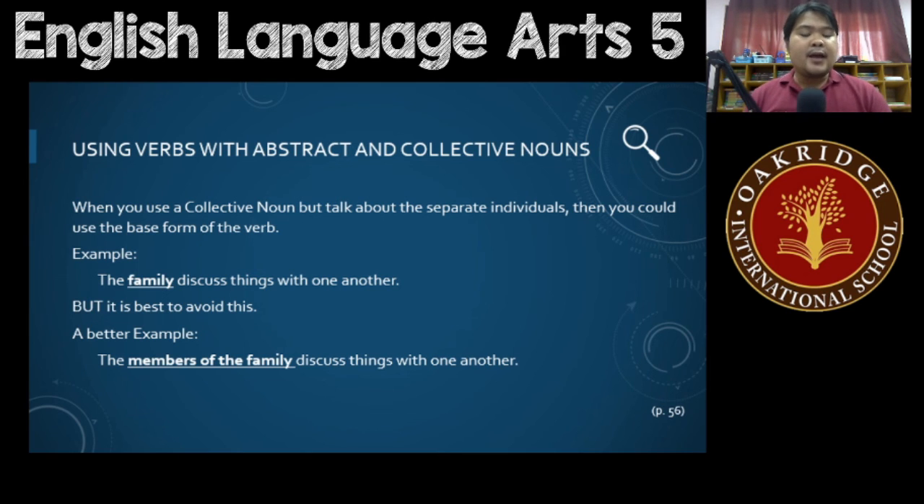Again, these are all found in your books, page 56. And that ends our discussion with using verbs with abstract and collective nouns.